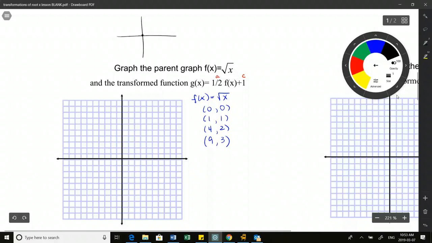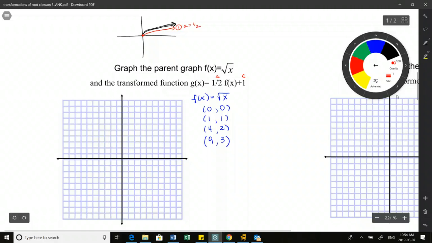So if I started with the parent function like this, my graph is being vertically compressed by a half. So it's like we're taking it and squishing it vertically. So it would kind of do this. That would be my first transformation with an a value of 1/2.